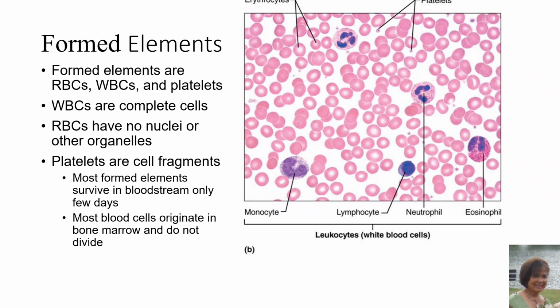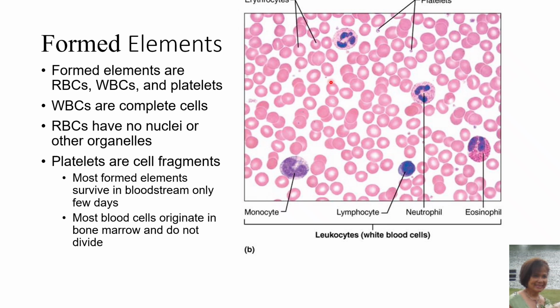Let's now go to the formed elements. The first one that we're going to look at will be the red blood cells. But before we do that, this is a blood smear right there in front of you. You could see the pink sections. These are your erythrocytes or red blood cells.